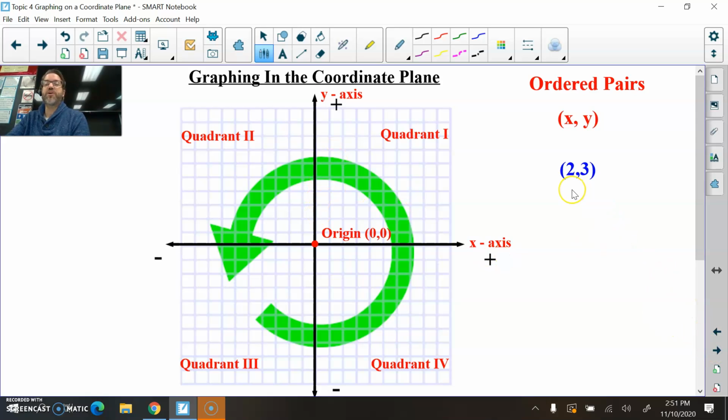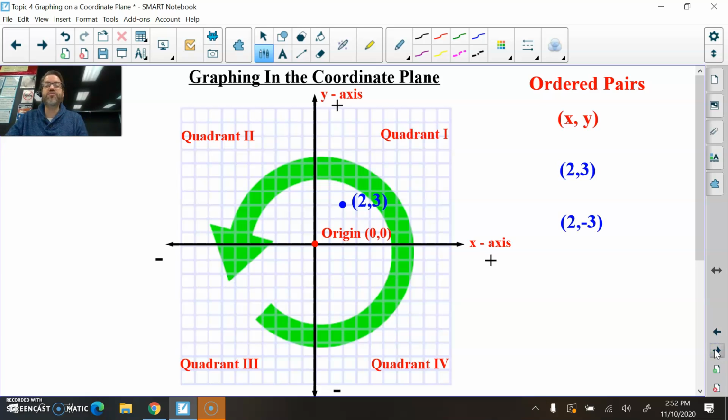All right, so let's talk about the point 2, 3, the ordered pair 2, 3. 2 is your X coordinate, 3 is your Y coordinate. So we start at the origin, which means beginnings, and we move 2 spaces on the X axis. It's positive 2, so we move to the right, which is the positive direction, 2 spaces. All right, so 1, 2. And then the Y value is 3, so we go up 1, 2, 3. And right here is where we should have the point 2, 3. Okay?